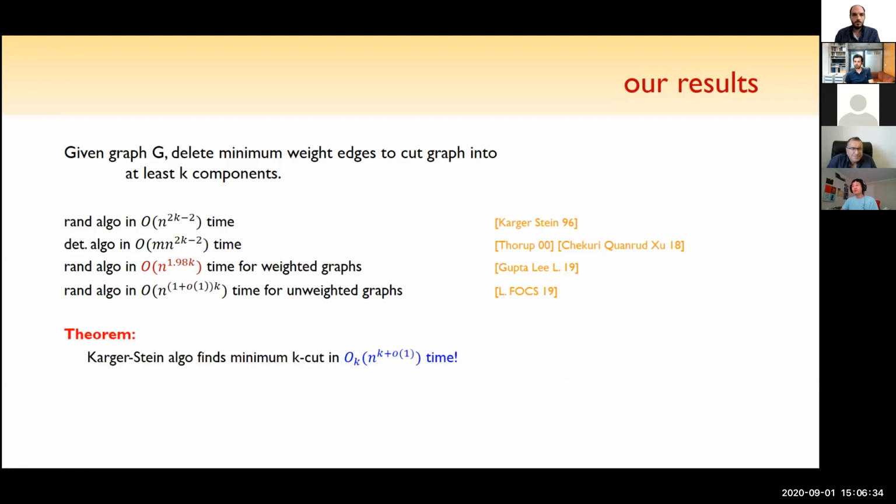So the major result of this talk is that we have an algorithm to compute the min K-cut in n to the K time. And this algorithm will actually be the original Karger-Stein algorithm. So we'll show that the original simple randomized contraction of Karger and Stein actually outputs a min K-cut in n to the K time. So this is an improved analysis with the same algorithm. And again, the Karger-Stein algorithm can also enumerate all the min K-cuts, so you get a corresponding extremal bound.